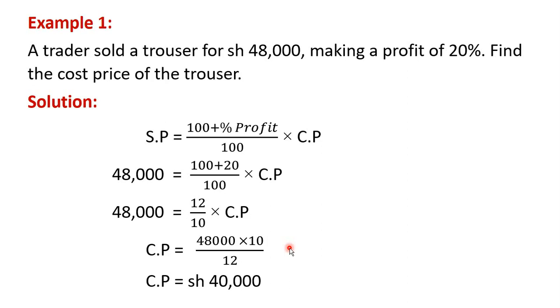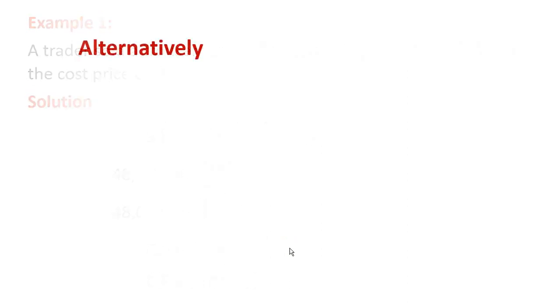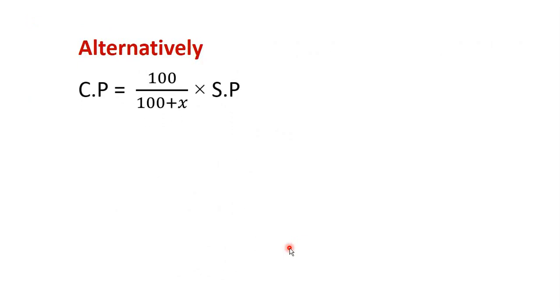Alternatively, we can use the formula for cost price directly. That is cost price is equal to 100 divided by (100 plus x) times the selling price. Remember, x is the percentage profit. Of course, if this is a minus, then x is the percentage loss. But here it is profit, so it's a plus, and therefore x here is the percentage profit.